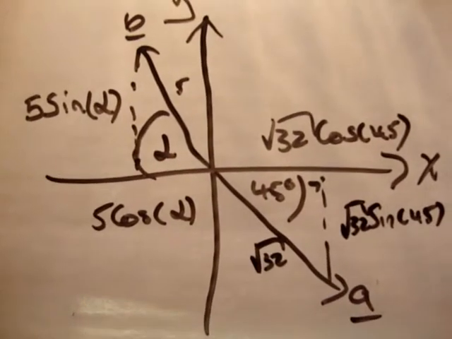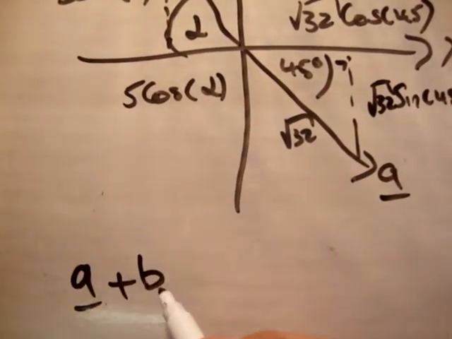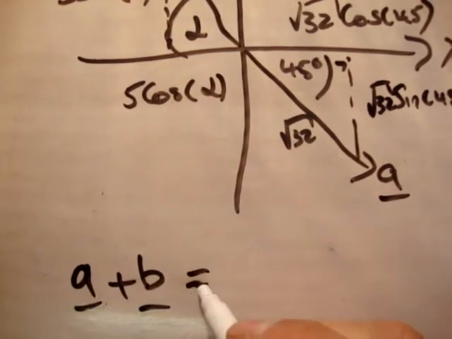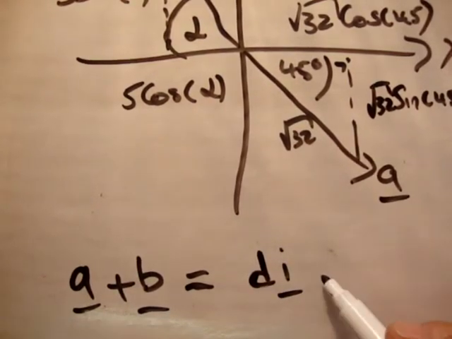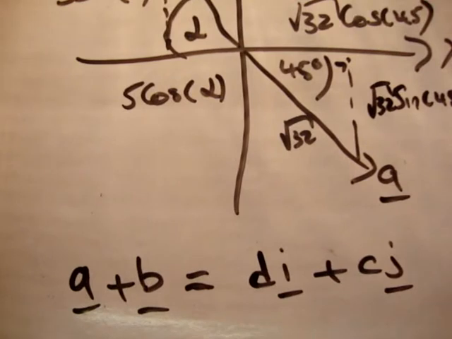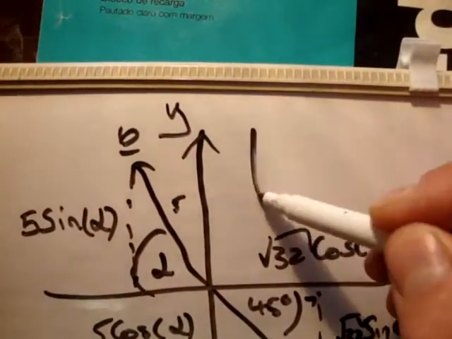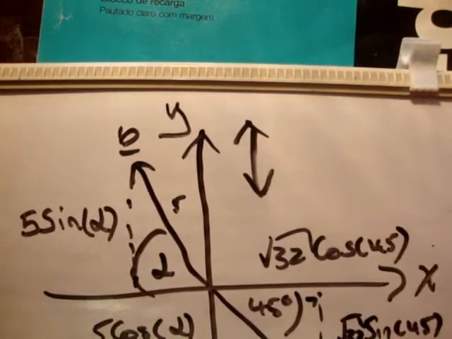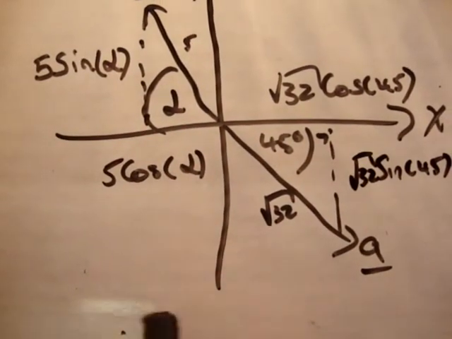Alright, so we're asked to find a plus b, and we're told it's parallel to the j-axis. So a plus b is equal to, now I'm just going to call it a random number here, we'll say d, in the i-hat direction, plus c in the j-hat direction. But we're told that it's parallel with the j-axis. Well, that means it's in this direction somewhere, either that way or that way. It's on the y-axis, but parallel to the j-hat unit vector. So anyhow, let's get a plus b.